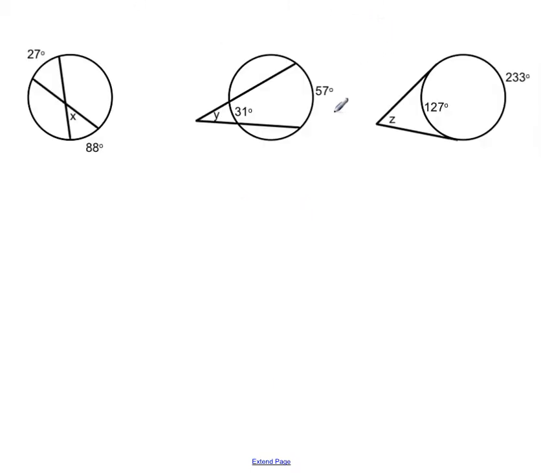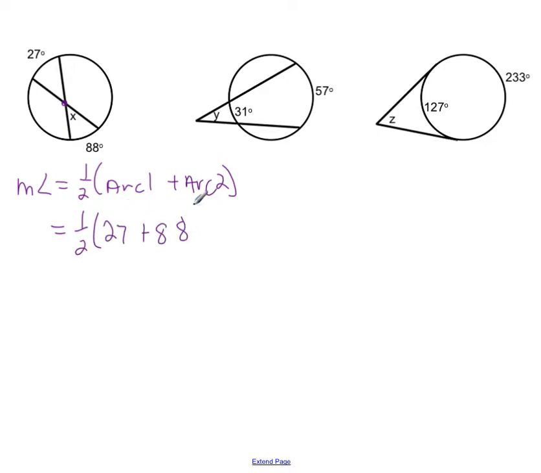Now, here are three examples to illustrate what I've been talking about. Notice the first one, the vertex of the angle is inside the circle, but not on the center. So the measure of my angle is going to be equal to 1/2 of arc 1 plus arc 2. And then I'm just going to substitute in. And when I simplify, I find I get 57.5.